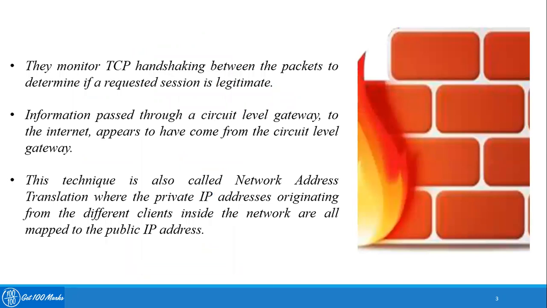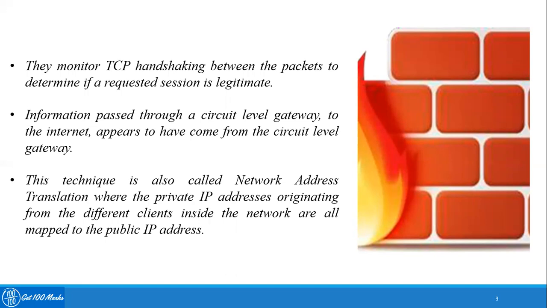Circuit level firewall monitors Transmission Control Protocol handshaking between the packets to determine if a requested session is legitimate. As we all know, every firewall will have a default rule given whether to allow or deny, and it knows what is legal and illegal. Based on that predefined or default instruction given to the firewall, the legitimacy of the session is checked and the transaction is allowed to happen. Information passed through a circuit level gateway to the internet appears to have come from the circuit level gateway.